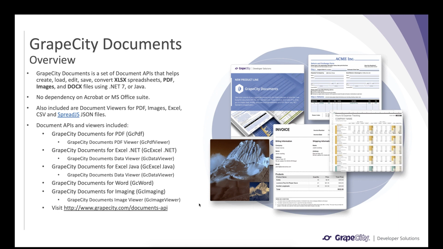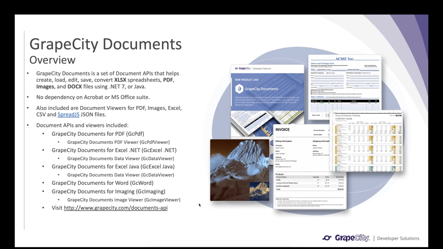GrapeCity Documents is a set of document APIs that helps to create those documents, edit them and save them back. It also helps you convert documents of one format to another. All this you can do within a .NET application or Java application. Files like Excel, PDF, images, and docx files are the supported file formats. These APIs do not depend on Acrobat or MS Office Suite.